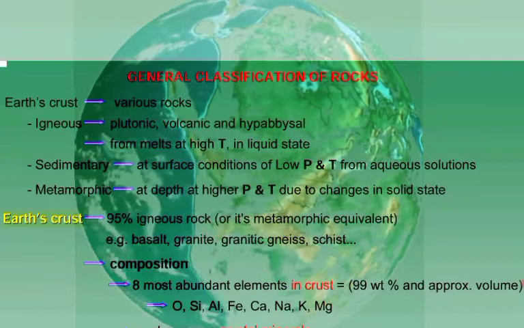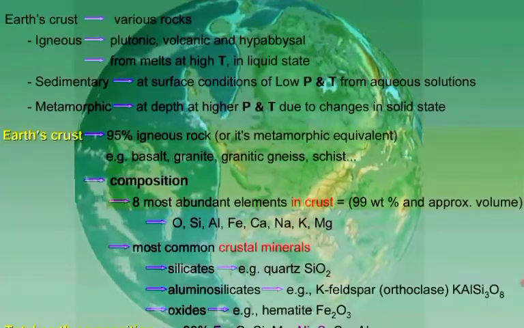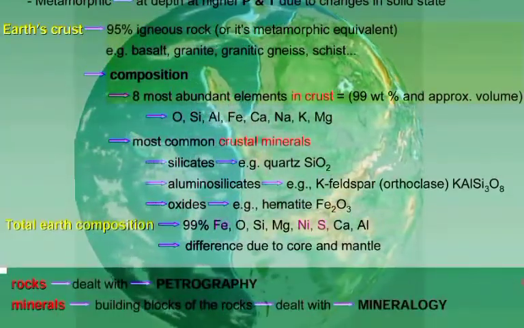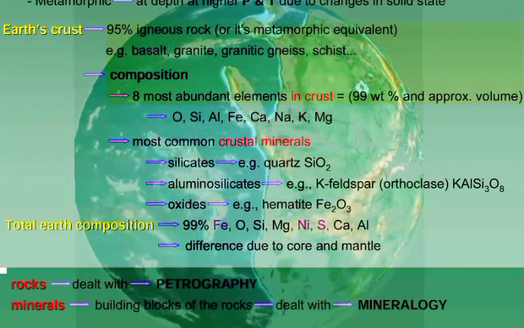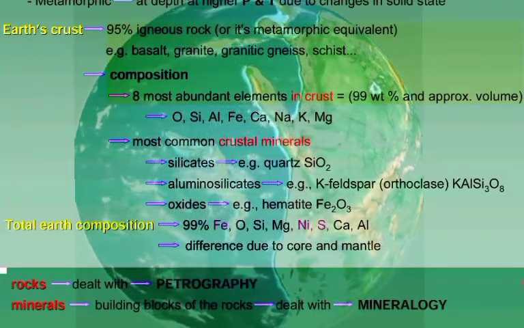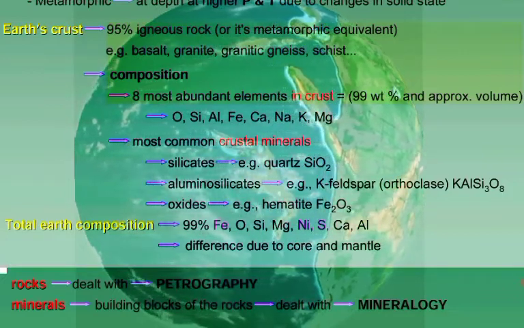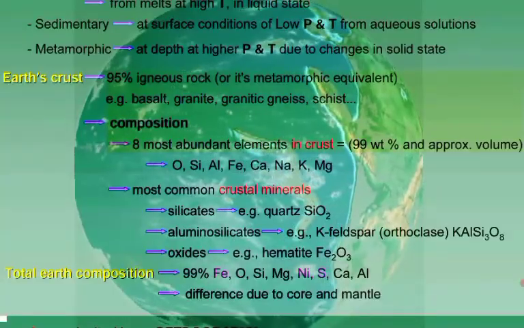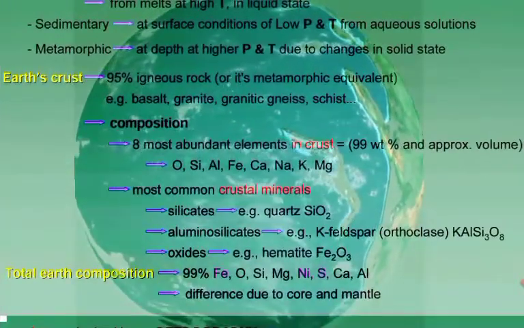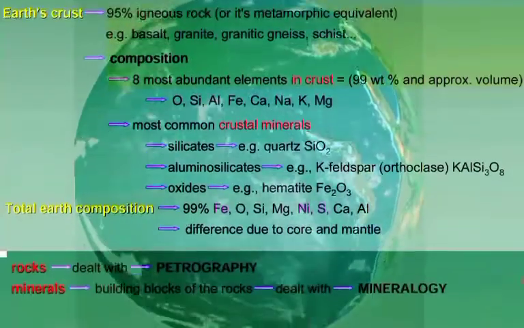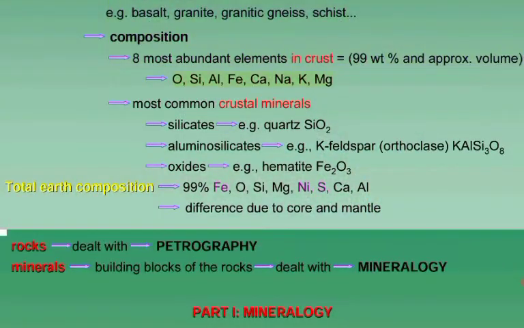Earth's crust is 95% igneous rock, or its metamorphic equivalent, e.g. basalt, granite, gneiss, schist. The 8 most abundant elements in the crust make up 99 wt% and approximately the volume composition: O, Si, Al, Fe, Ca, Na, K, Mg.